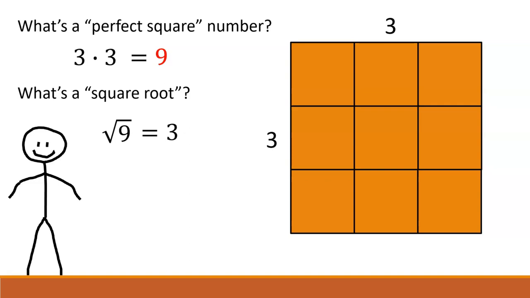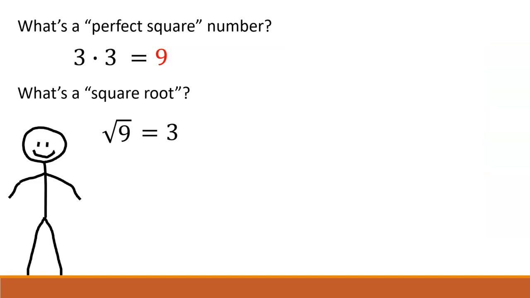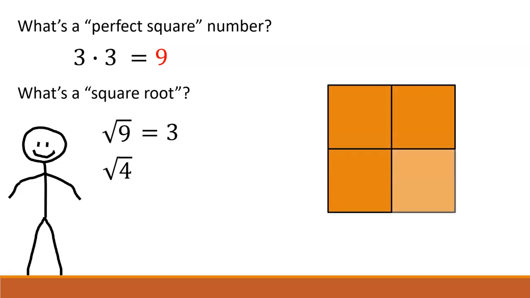So while a perfect square number tells us something about the area of a square, the square root of a number tells us something about the side lengths of a perfect square. Let's try another one. What if we'd like to know what the square root of 4 is? Well, that means we're going to take 4 unit squares and arrange them to make a larger square. The side lengths of that larger square are 2, so the square root of 4 is 2.